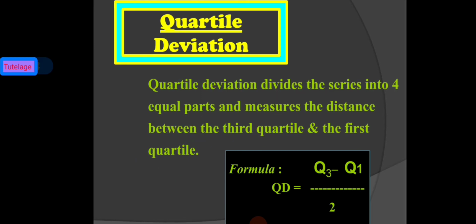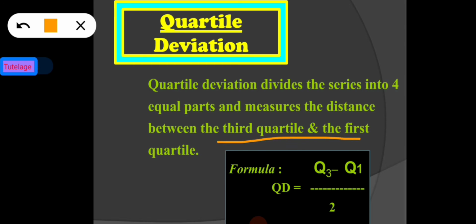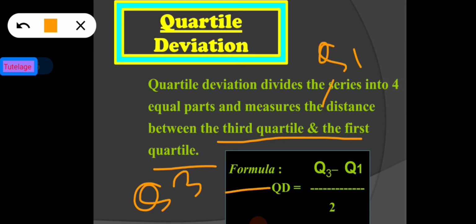Quartile deviation divides the whole series into four equal parts and measures the distance between the third quartile, that is Q3, and the first quartile, that is Q1. So the formula of the quartile deviation is Q3 minus Q1 divided by 2. I think what is meant by quartile deviation is clear. So now move on to the estimation or calculation process of the quartile deviation. Move on to the next slide.